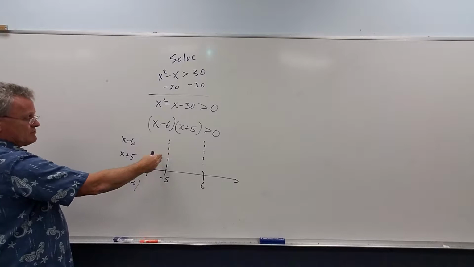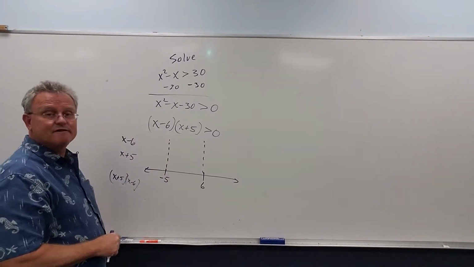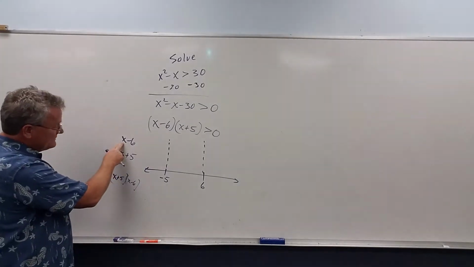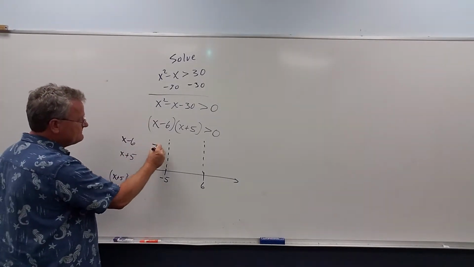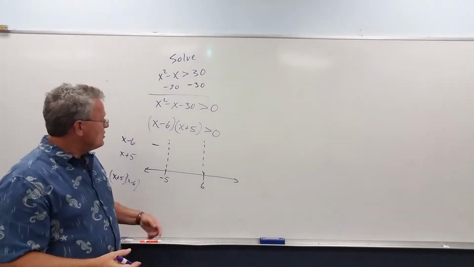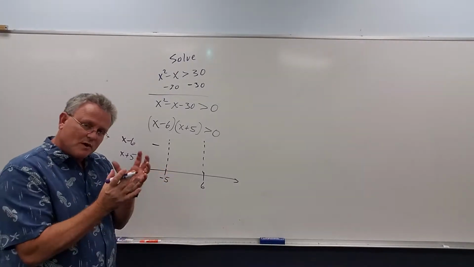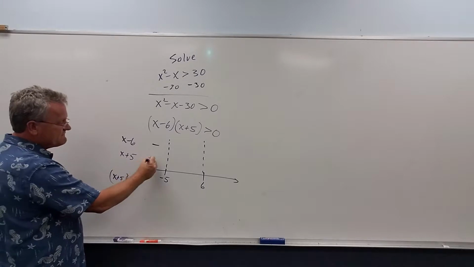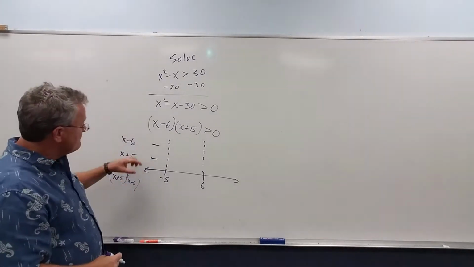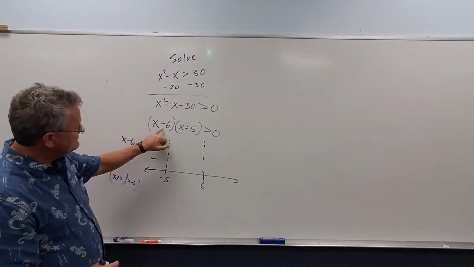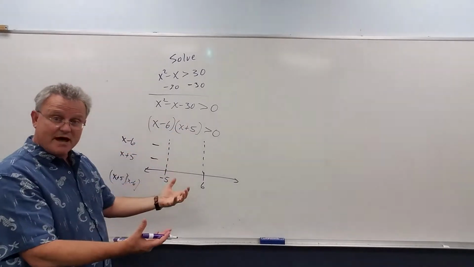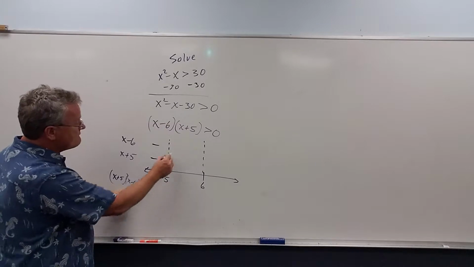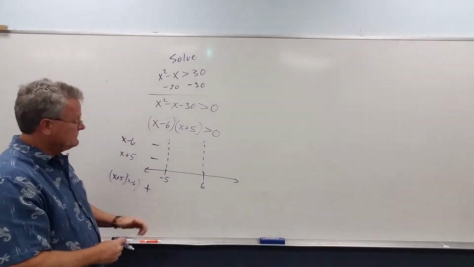So pick any number in this interval less than negative 5. Let me pick negative 10. Negative 10 minus 6 is negative 16. We don't care about the number. We just want the sign. Negative 10 plus 5 is also a negative. But when you multiply two negatives, a negative times a negative is a positive. So the overall value, when you multiply them, is positive.